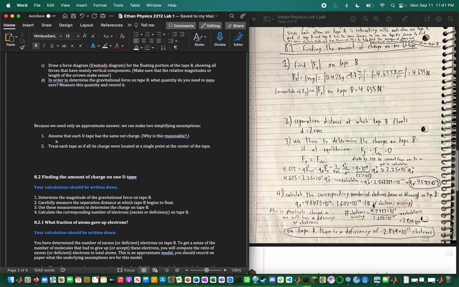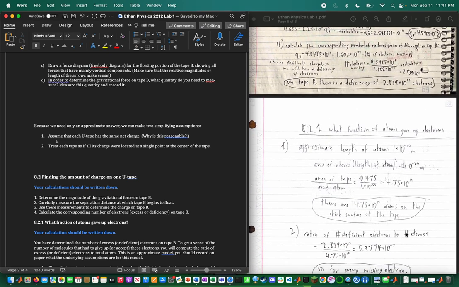We can set this charge of tape B equal to the charge of a proton times the number of electrons missing. We set this to the charge of a proton because it's missing electrons, and since this is positively charged, it'll be a positive charge instead of a negative charge because we have a deficiency of electrons. So we can divide the charge of tape B by the charge of a proton to get that there are 2.839 times 10 to the 13th electrons missing.